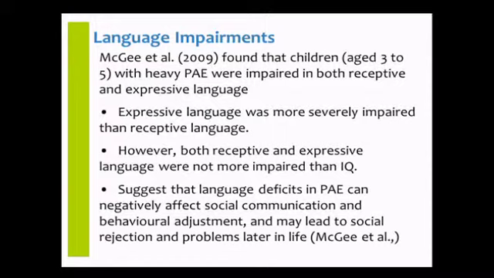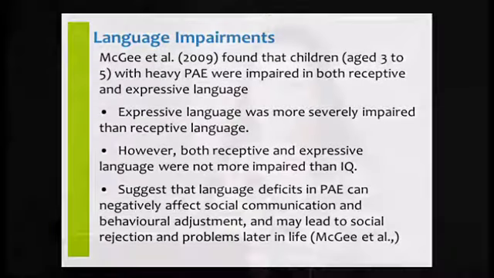But they found that both receptive and expressive language were not any more impaired than their IQ. So their language was functioning at about the same level as their overall intelligence or IQ. It wasn't more impaired than IQ. And it doesn't necessarily mean that IQ is the causal factor here. It just means that their language was generally at about the same level as their intellectual or cognitive functioning.